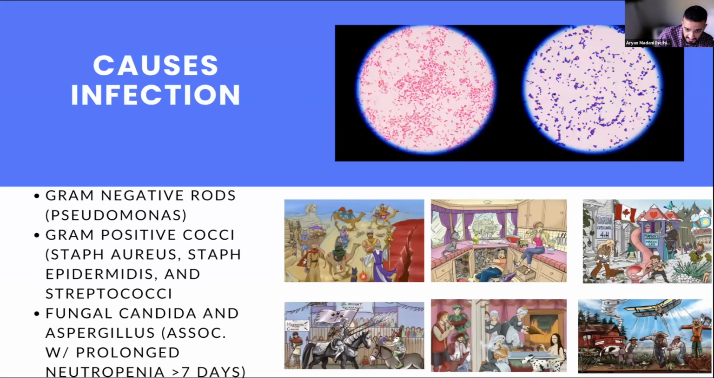When we think about causes of infection, we should always consider gram negative and gram positive infection, most importantly, Pseudomonas. For gram positives, you can think about Staph aureus, Staph epidermidis, and Streptococci. You can think about fungal infections such as Candida and Aspergillus. And then, I just brought back some of the Sketchy Micro for us here, because when I walk into patients' rooms, all I see are cartoons, and it works. So I run with it.